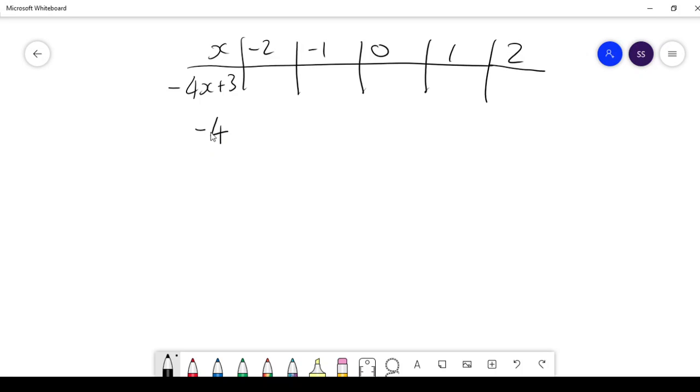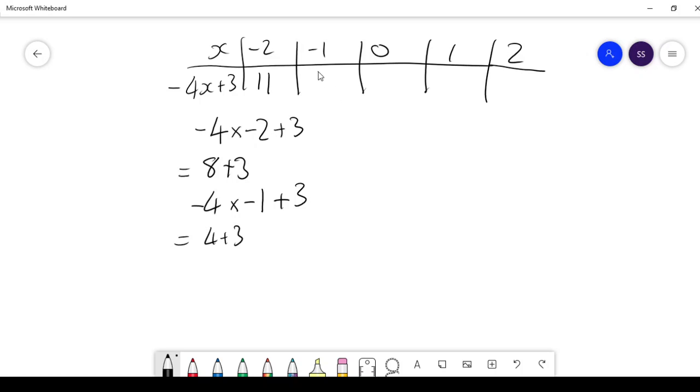So I've got minus 4x. That's minus 4 times minus 2 plus 3. A negative times a negative, remember, is a positive. So minus 4 times minus 2 is positive 8. So that's 8 plus 3, which is 11. I'll do the same thing for the next one. Now x is minus 1. So it's minus 4 times minus 1 plus 3. Negative times a negative is a positive, so we've got 4 plus 3. That's going to be 7.